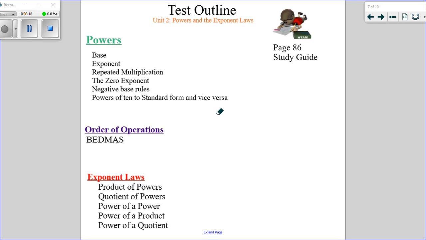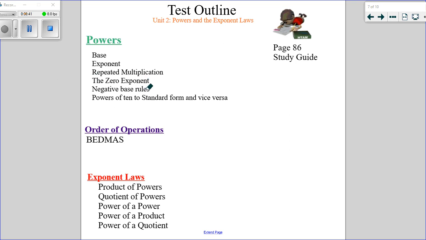So our test outline, our test is going to have multiple choice questions and short answer questions. A lot of our multiple choice questions will be dealing with what is a base, what is the exponent, is it positive, is it negative, write in powers of 10 to standard form. So powers, we have base, exponent, repeated multiplication, the zero exponent rule. Anything raised to the exponent of 0 is 1.